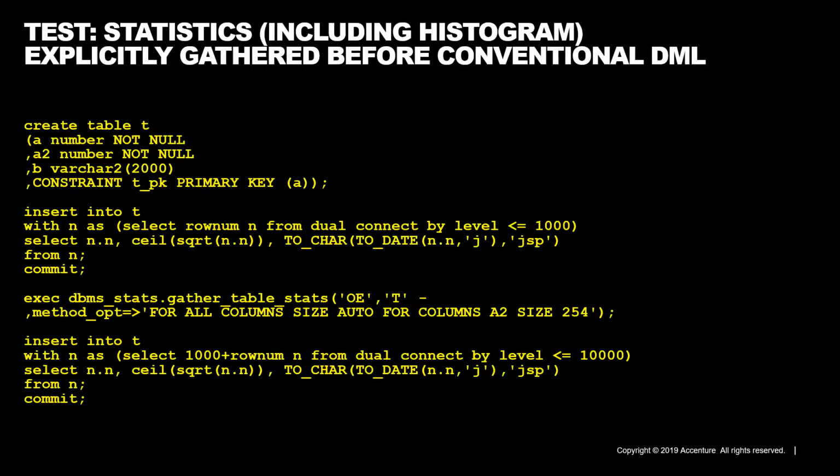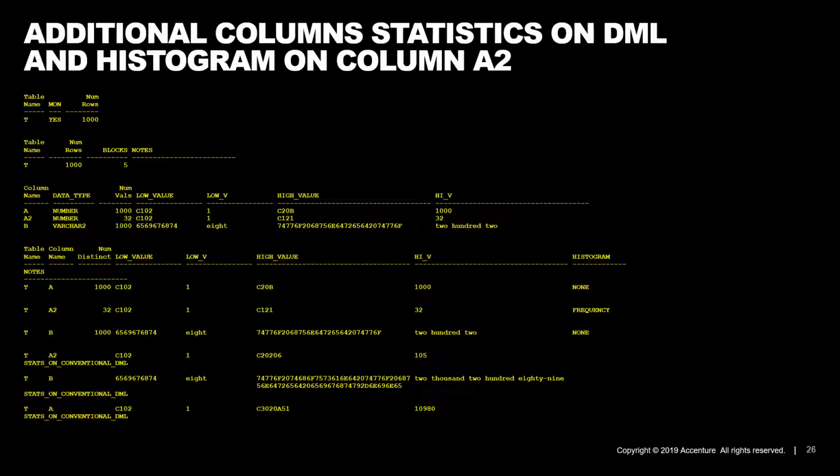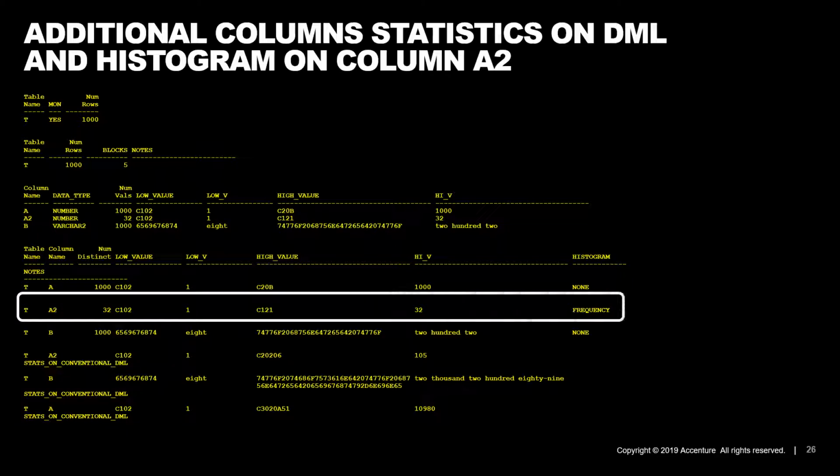Let's do the test again, but this time I will explicitly collect a histogram on the skewed column A2 before I insert the second batch of rows. So you can see that I've got my real-time statistics at column level, but not at table level because I haven't yet flushed the monitoring information. And you can also see I have a frequency histogram on column A2, which shows that the high value is 32, and that there are 32 distinct values.